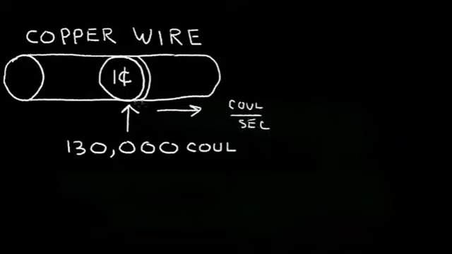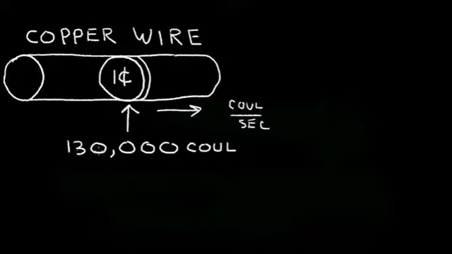let's solve a problem. How long would it take for the charge in this penny, 130,000 coulombs of charge, to pass the surface of this penny with 1 amp of current flow, which is a coulomb per second? So put the video on pause and see if you can solve that problem. Okay, so I'm assuming you solved the problem, and let's see how that was done.